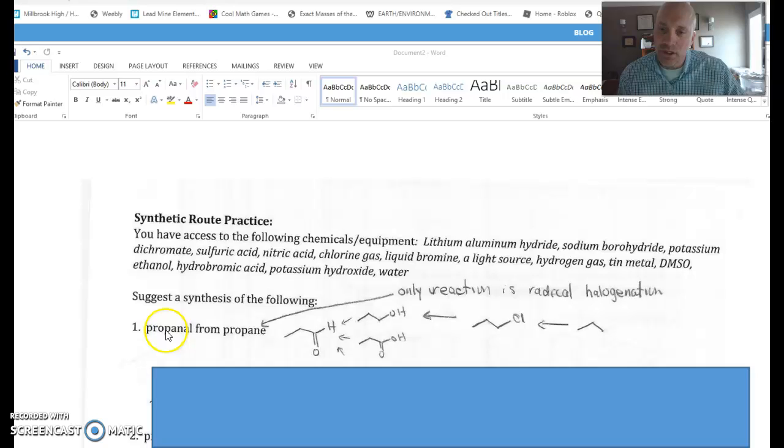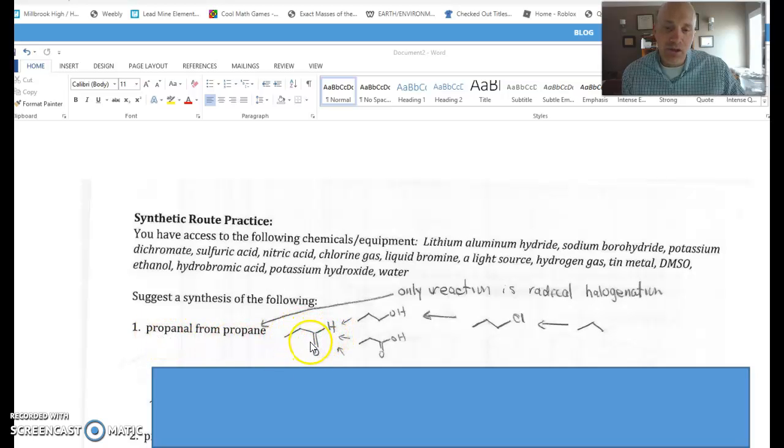In the first one, propanal from propane. Whenever you're doing these, it always helps to write down the structures of your starting material and your final product. When you see the structures, a lot of times it's easier to visualize what you could do to get from one to the other. So propanal, this is the structure of propanal. The al part means it's an aldehyde. The prop part means there's 3 carbons in it.